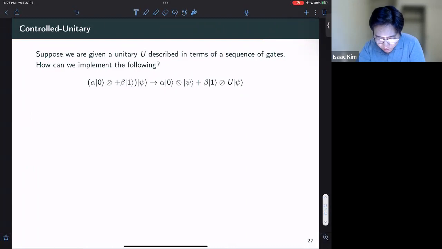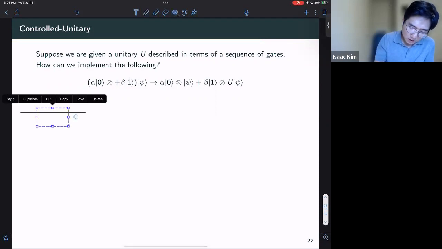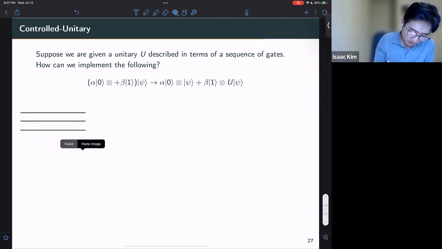So here is one thing. Let me first tell you about the controlled unitary. Suppose we are given a unitary in terms of some sequence of gates. One way to think about this is that you have some unitary over many qubits.